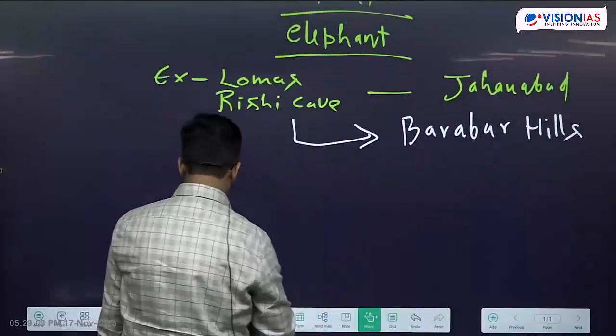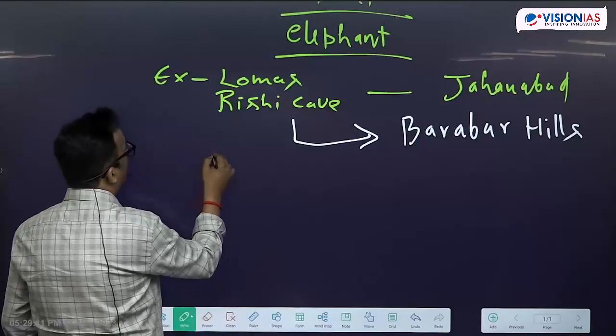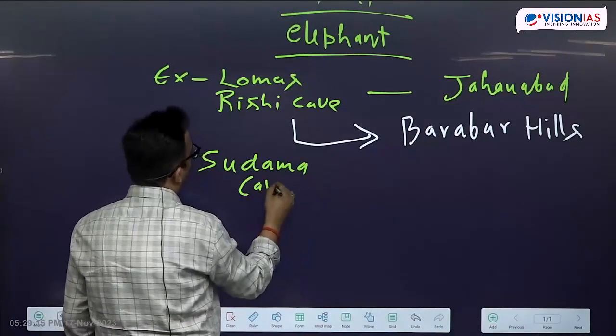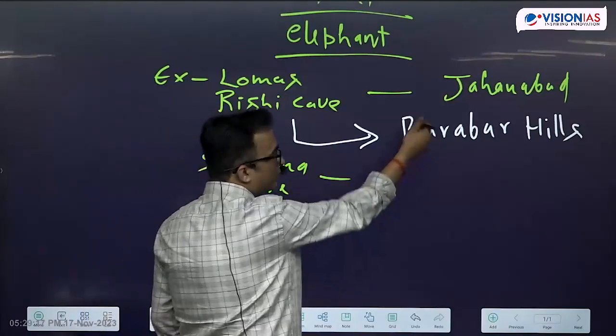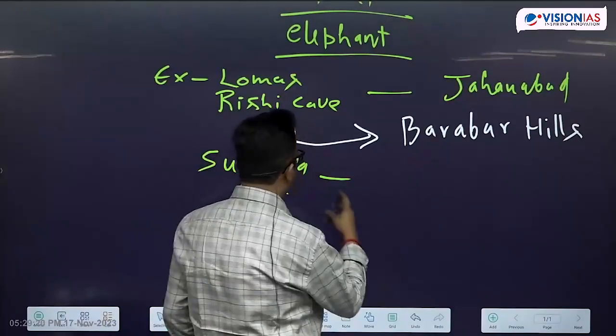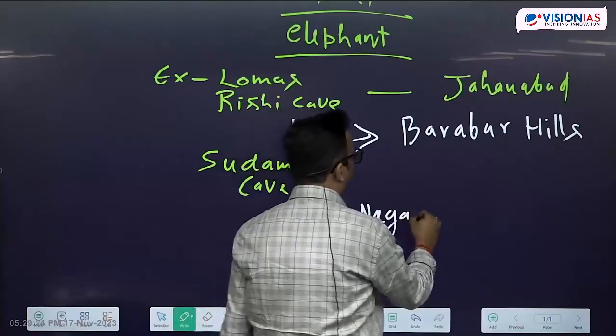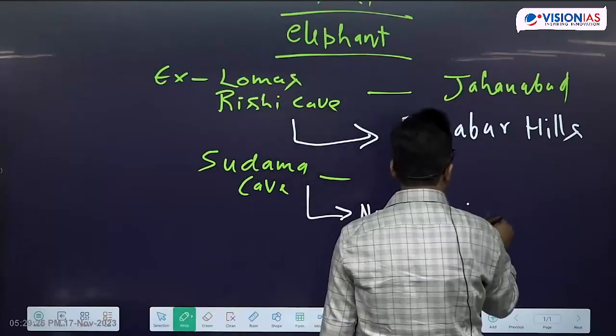Then after this, the second example you write Sudama cave. This is also in the same district, Jahanabad, and the hill range is Nagarjuni hill.